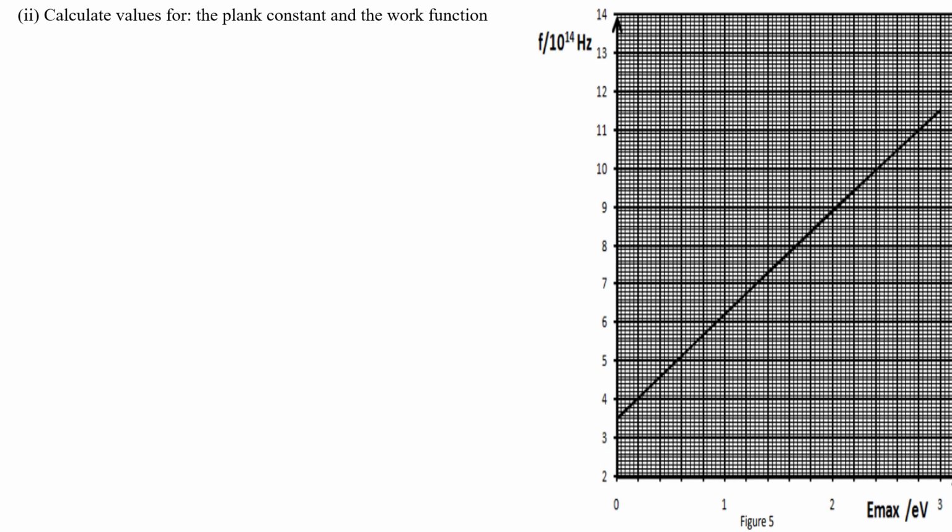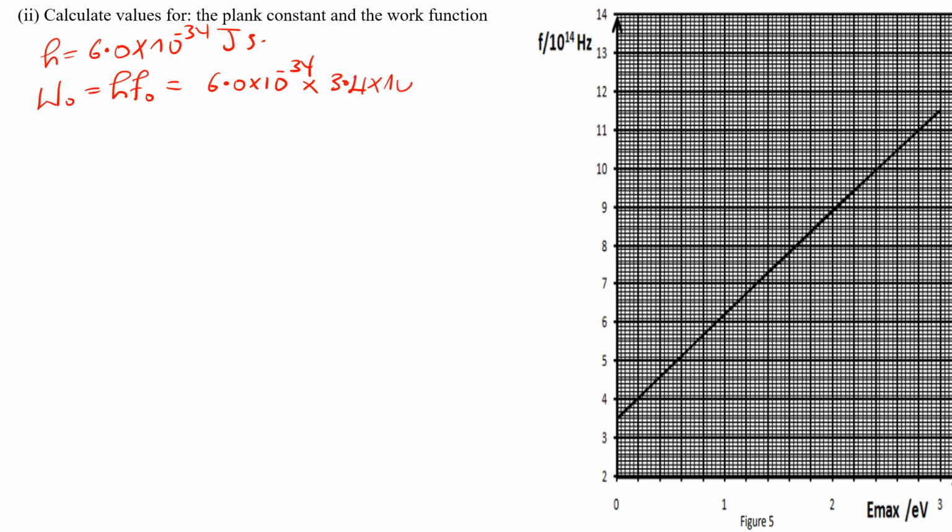Okay, so now we have deduced the value of the Planck's constant and now we have to get the value of the work function. So the Planck's constant gives us approximately 6.0 times 10 to the negative 34 joules second. Now the work function W0 is simply hf0, which is 6.0 times 10 to the negative 34 times the frequency, which was the threshold frequency, which was 3.4 times 10 to the power 14 hertz. So we punch that to get the work function, and we are going to leave our answer in electron volts.